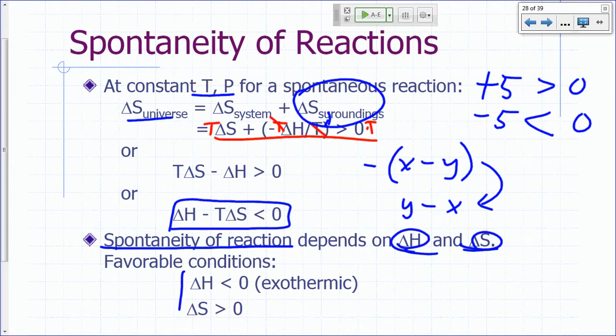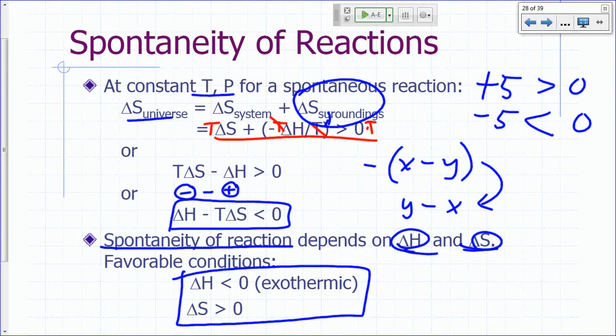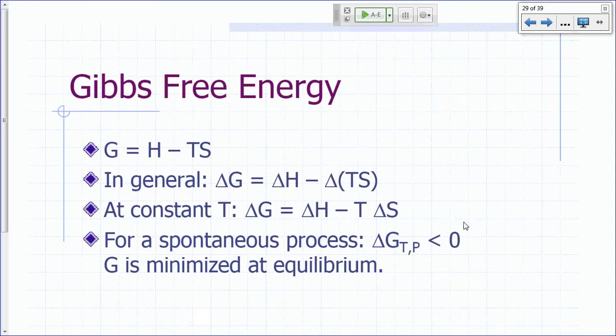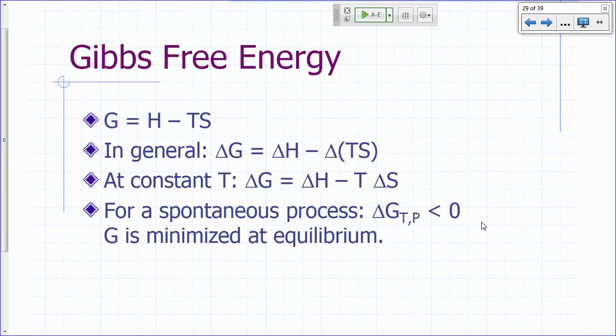And so favorable conditions for spontaneity would be an exothermic reaction. Why? We want delta H minus T delta S to be negative. So we want delta H to be negative, and minus T delta S, we want this to be negative as well, in order for the whole thing to become negative. So favorable conditions for spontaneity would mean a negative delta H, exothermic reactions. In fact, most of the spontaneous reactions you observe in nature are exothermic. They generate heat. To make things even simpler, we can define a new property called Gibbs free energy.